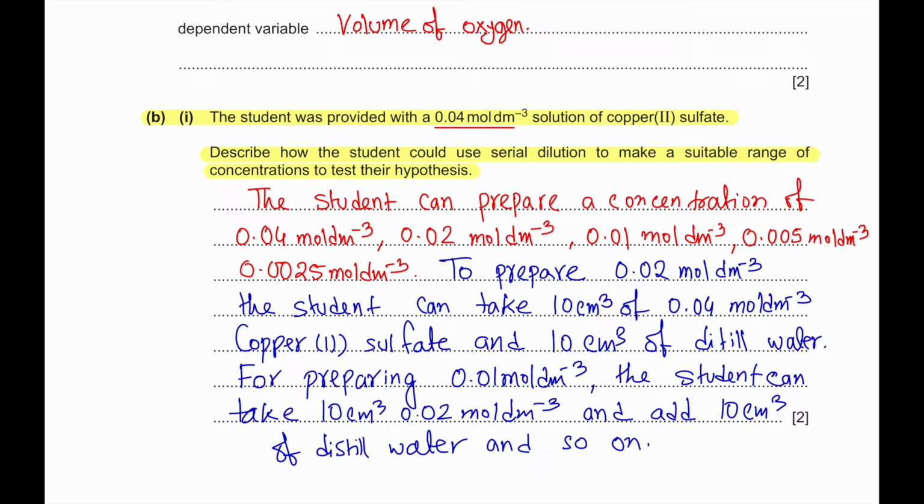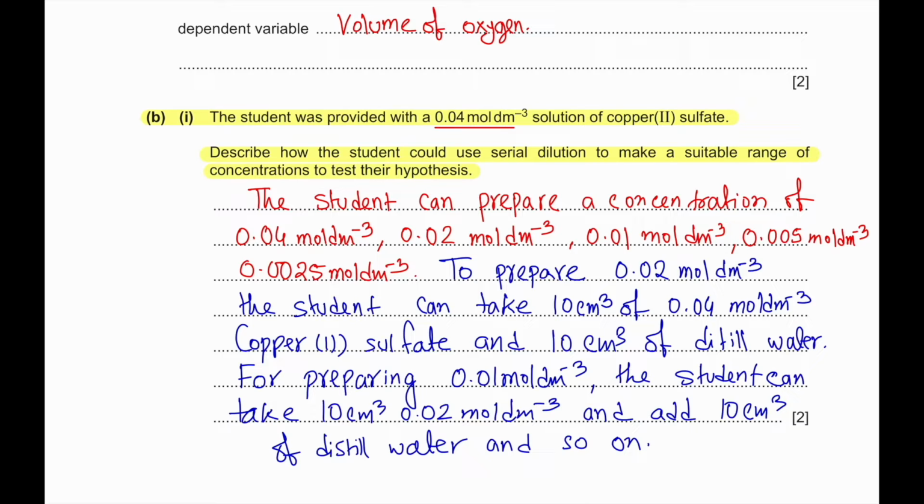Since the student requires a serial dilution, the student can prepare a concentration of 0.04 mole per dm cube, which is already given. Then the student can prepare 0.02 mole per dm cube, then 0.01 mole per dm cube, 0.005 mole per dm cube, and 0.0025 mole per dm cube.